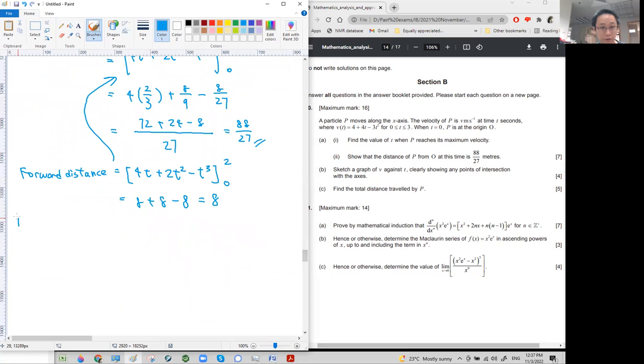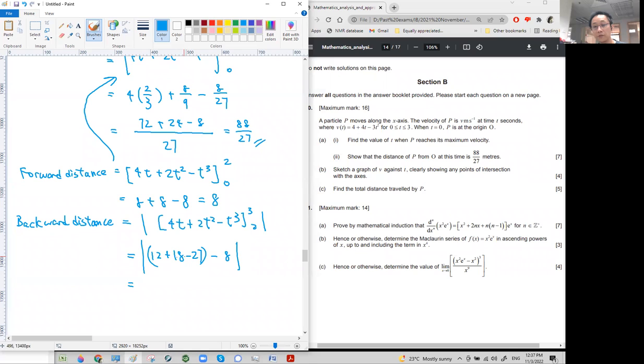And then the backward distance is incurred during times from 2 to 3. And we fully expect the integral to be negative. So we look at 12 minus 18 minus 27 minus 8. My bad, it should be plus. So that's how I make mistakes.